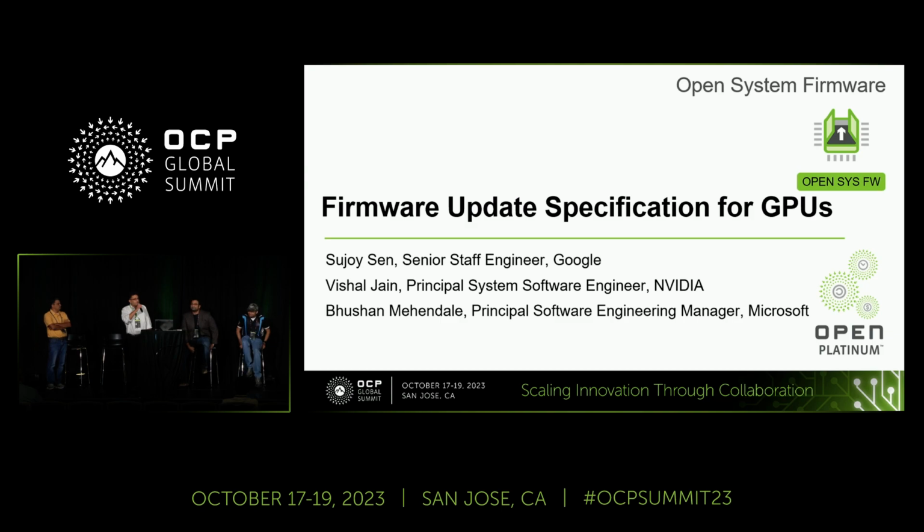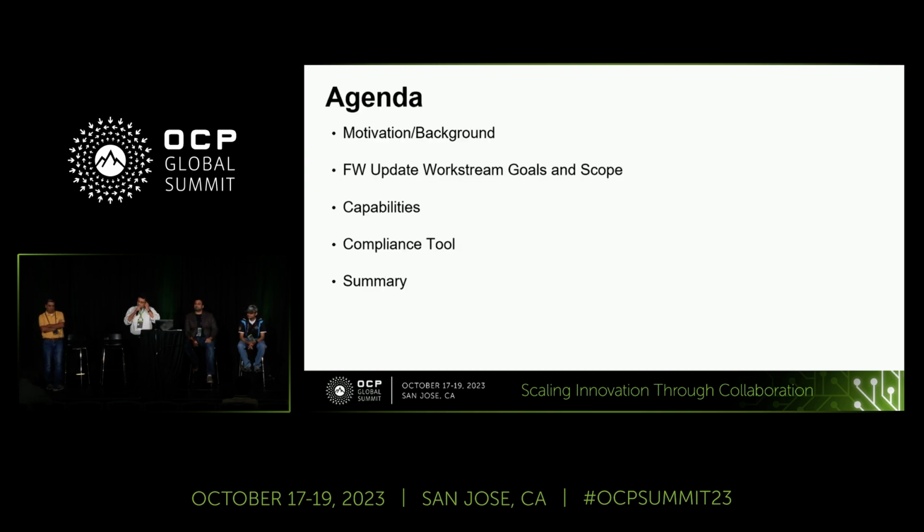All right, let's get started. So today we want to talk about standardizing firmware update for GPUs in a hyperscaler environment. And so we'll go through a little bit of background. We kicked off this effort with the CLA amongst the three companies, and now Meta and AMD have also joined. And we have 3 work streams. This is the 3rd work stream. There were 2 presentations on the other 2 earlier this morning. Then we'll dive into what the firmware update workstream goal is, specifically what the scope is, the capabilities that we are defining, and then Rajat has an exciting demo on the compliance tool, which is pretty cool, and then we'll finish up with a summary.